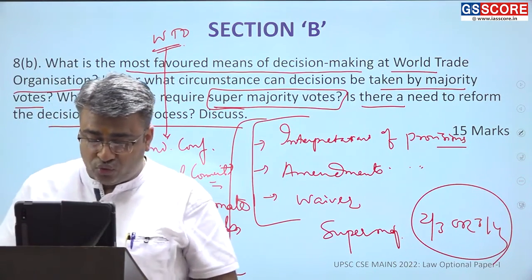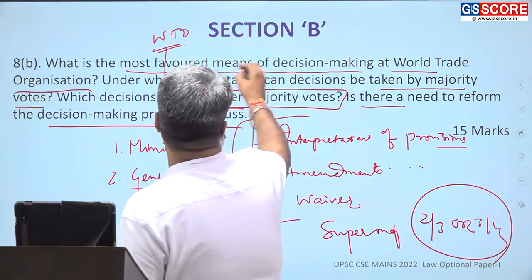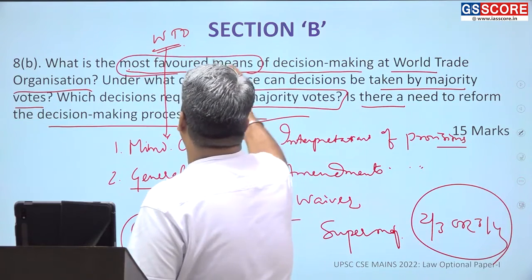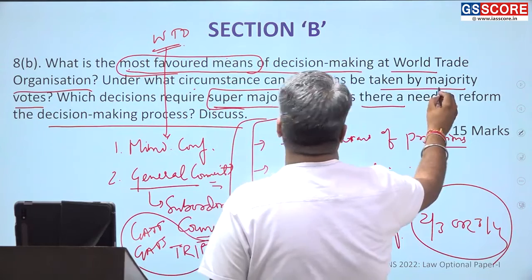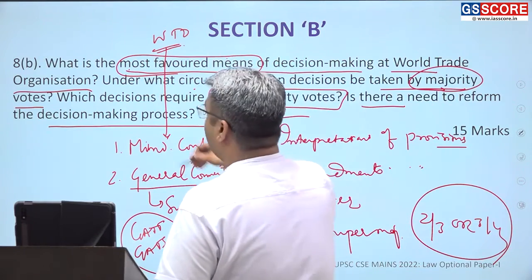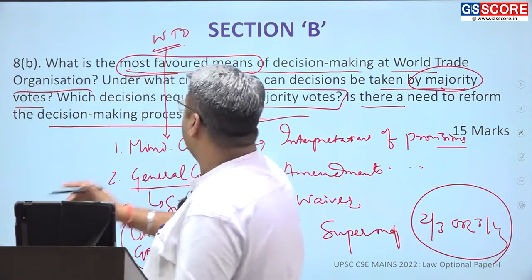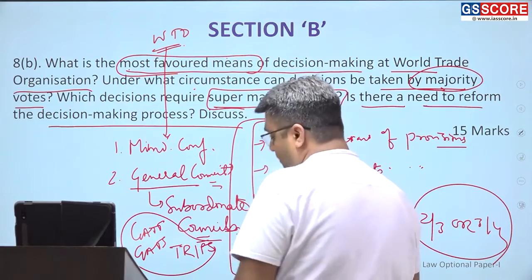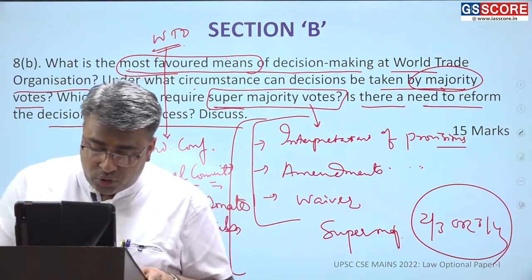The biggest issue about the reform is basically, as I mentioned, the most favored means of decision making is consensus. Under what circumstances decisions are taken by majority, I have just explained: in case of any disagreement, and in case of supermajority. And the need to reform, the biggest issue with the WTO working, is this.